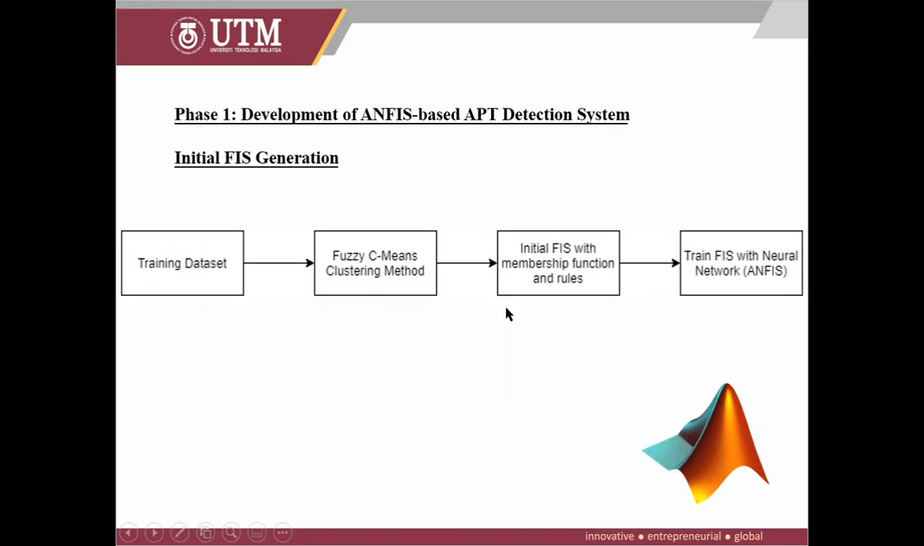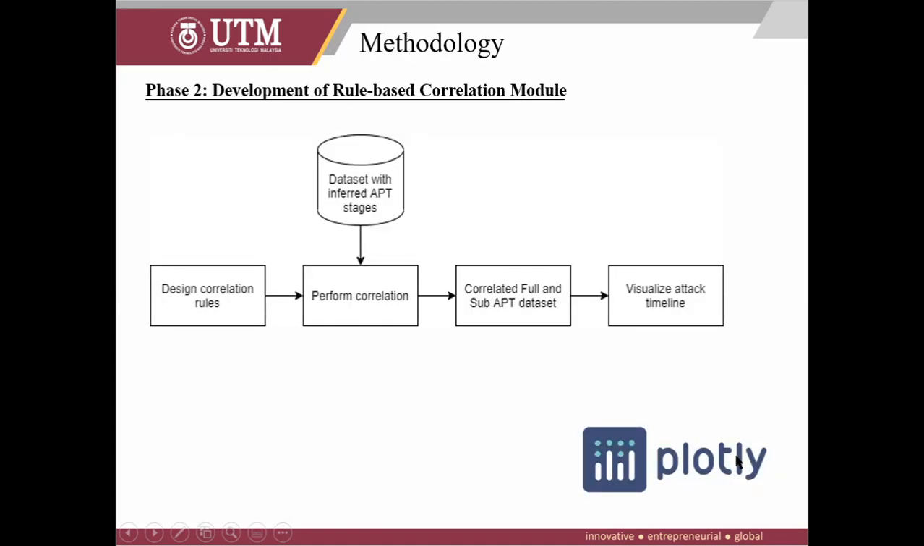So phase 1 of the methodology part, we have the training data set. We feed it into the fuzzy C-means clustering method to generate the initial fuzzy inference system with membership functions and rules. This is not trained, then we will train this FIS with the neural network. This is done in MATLAB.